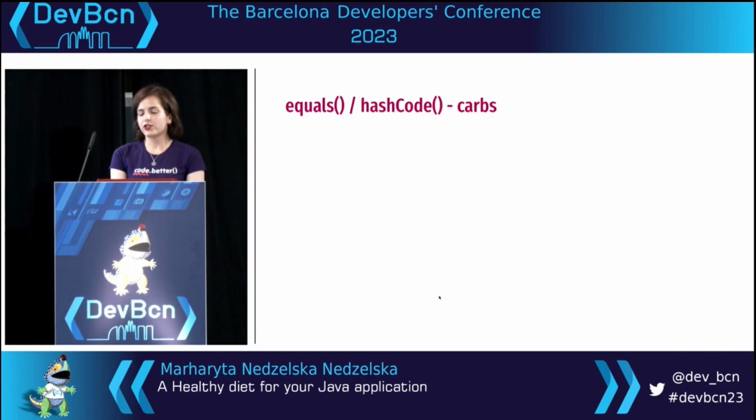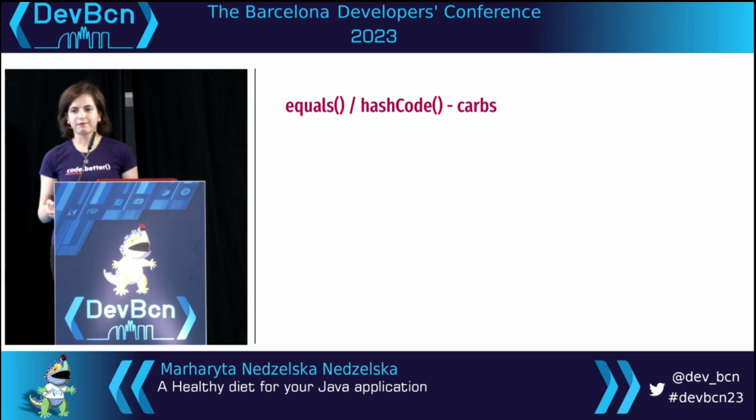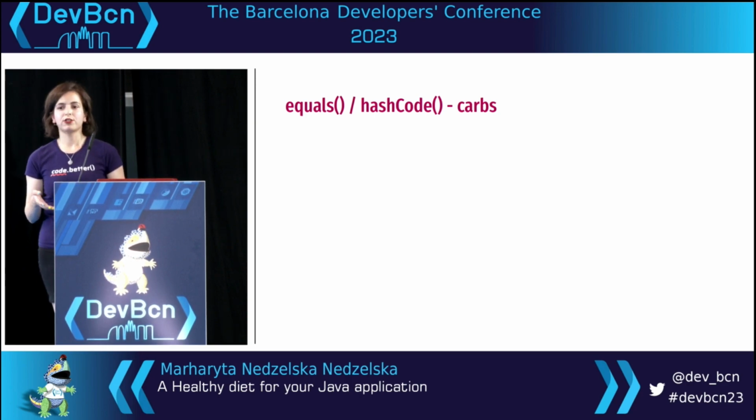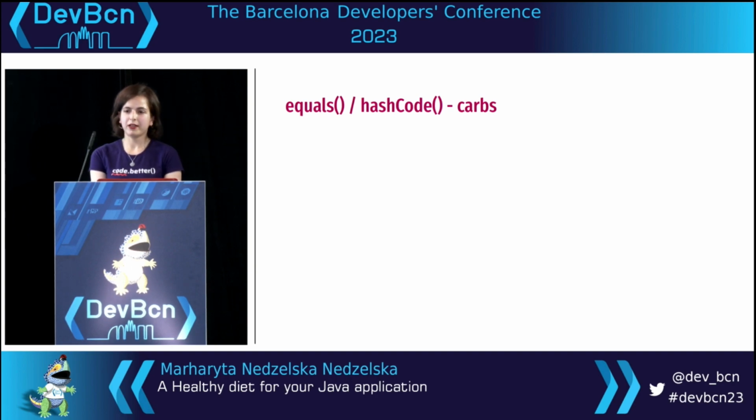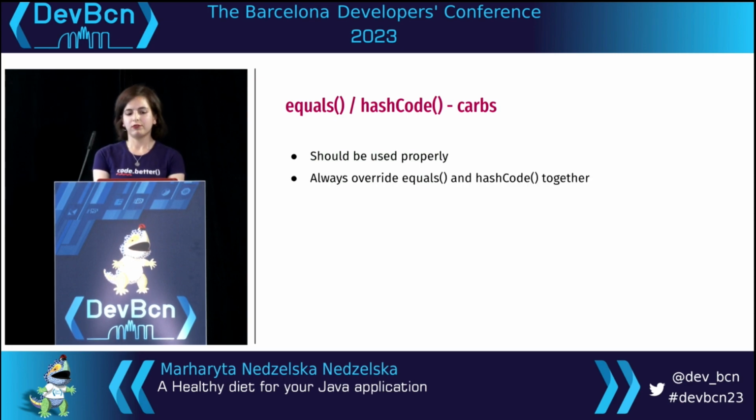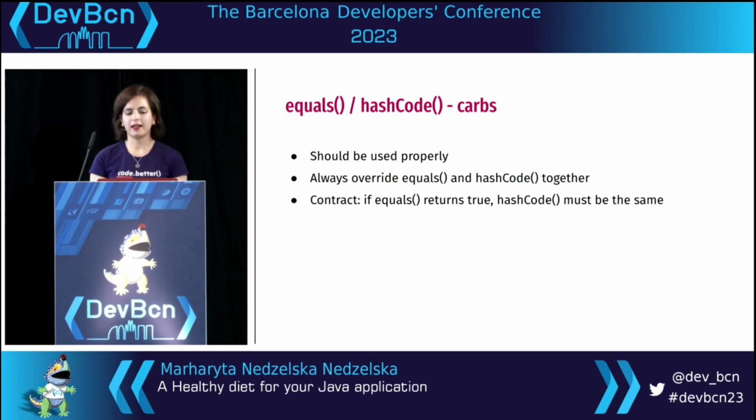So equals and hashcode are sort of curses. We need to use them because our application is built up of these methods. But if we don't use them carefully, we might face some problems. So equals and hashcode should be used properly. You should always override equals and hashcode together, and you should not violate the contract. If equals returns true, hashcode must be the same.